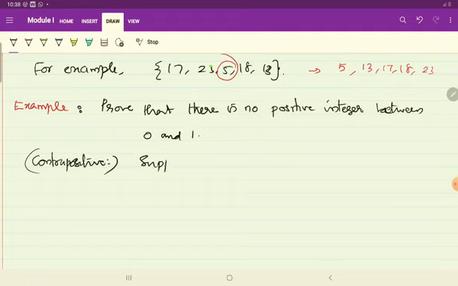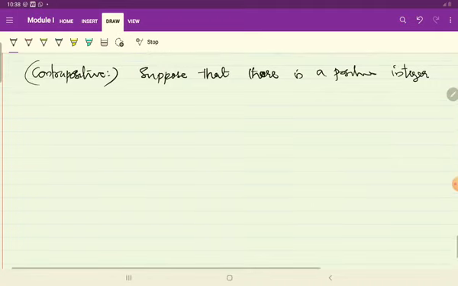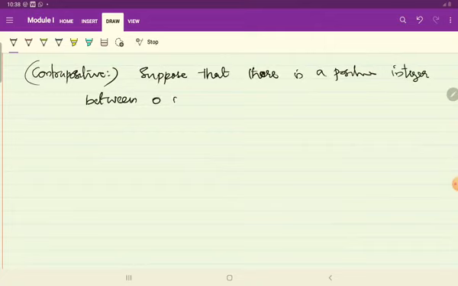So suppose that there is a positive integer between 0 and 1. Let it be A. We called it A. Okay, so we assumed that there is at least one positive integer.